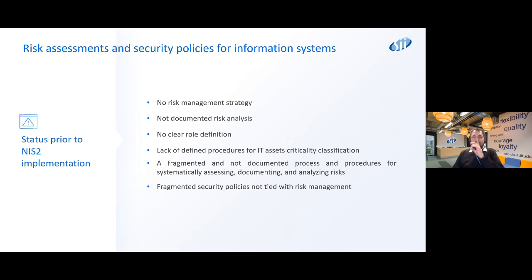So now I would like to go through some of these measures: what was the state of the company, what we actually needed to do, and what we did during this implementation. The company didn't have any risk management strategy. The company didn't have clearly defined roles or any documented risk analysis. There were some procedures, some policies. They even had a basic security strategy document, but all of this was fragmented and not one system.